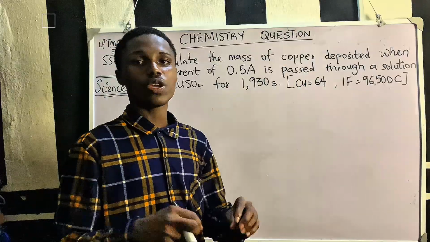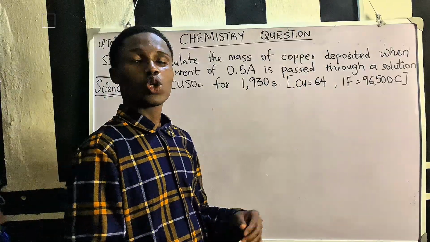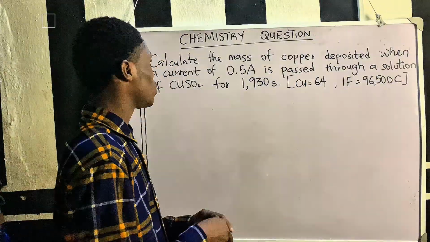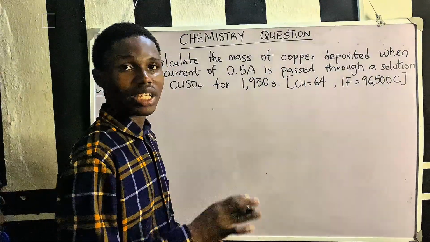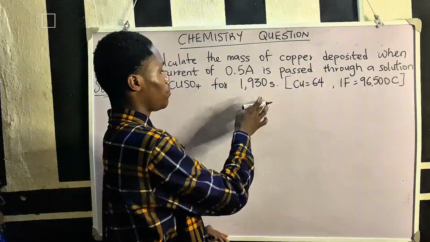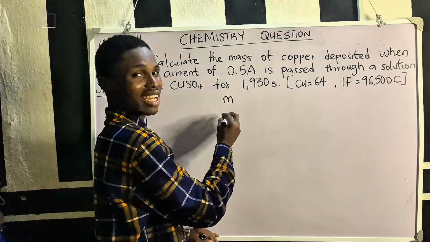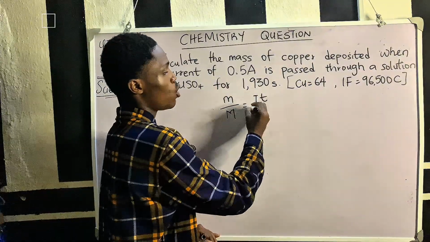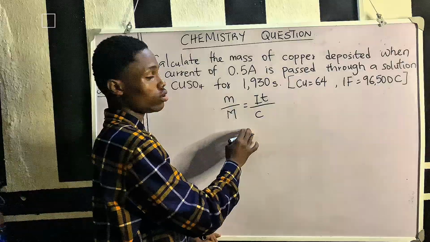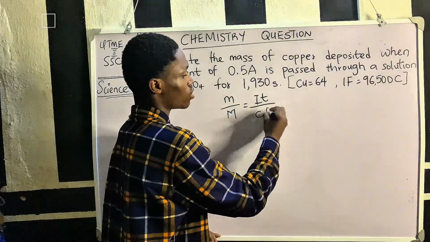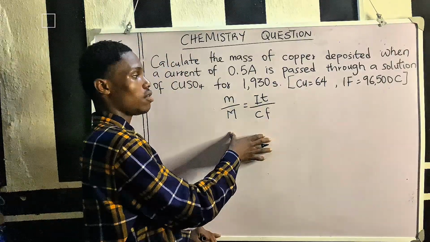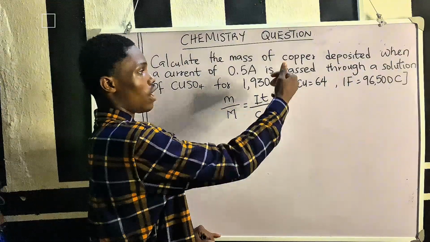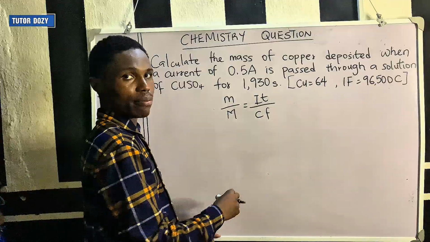Before we start, I'm going to give you a general formula for solving questions like this. So if you come across this kind of question, you can answer it within seconds. Let me break it down so you understand better. The formula is: mass in gram over molar mass equals current times time over charge of the ion, multiplied by the Faraday's constant. So this is the formula for this particular question. Now you have to bring down your parameters, put them down, fix them and solve.